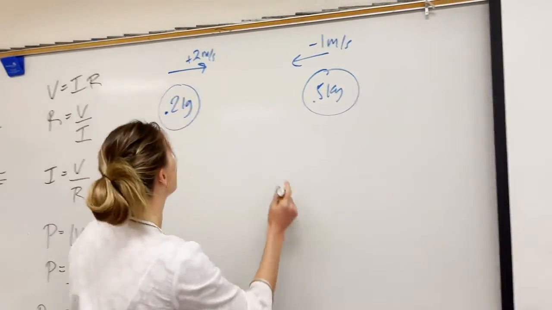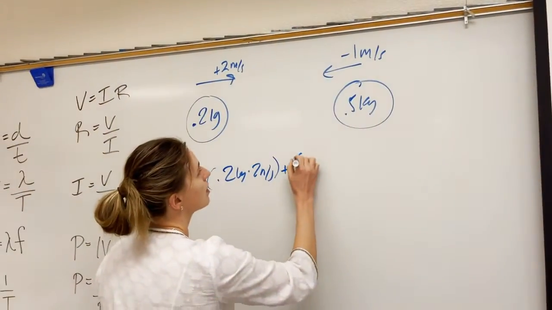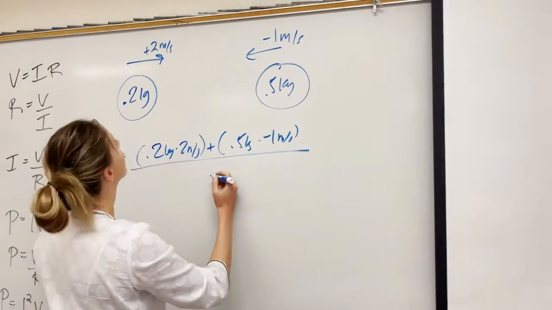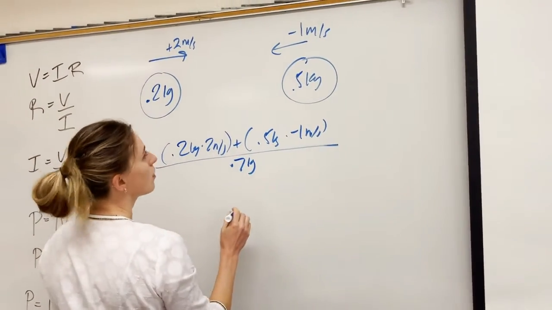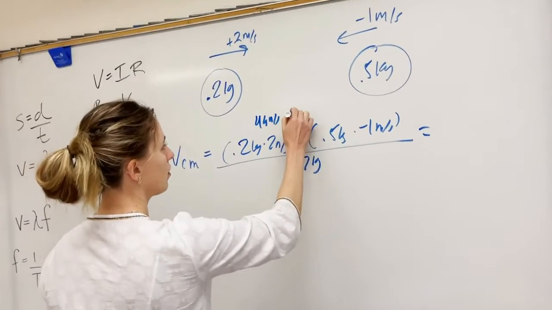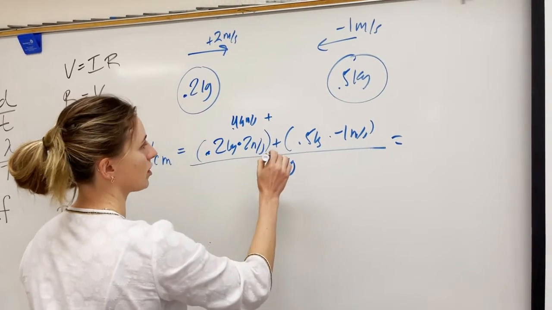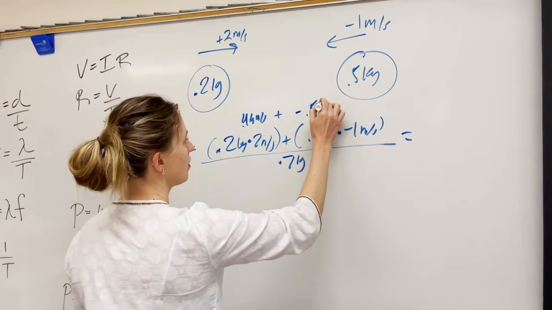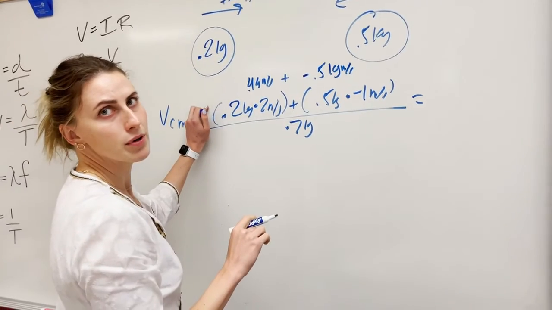So we're doing m1v1: 0.2 kilograms times 2 meters per second, plus 0.5 kilograms times negative 1 meter per second, divided by the total mass, 0.2 plus 0.5, which is 0.7. 0.2 times 2 is 0.4. Make sure you can read your writing, ladies and gentlemen. Then 0.5 times negative 1 is negative 0.5 kilogram meters per second.